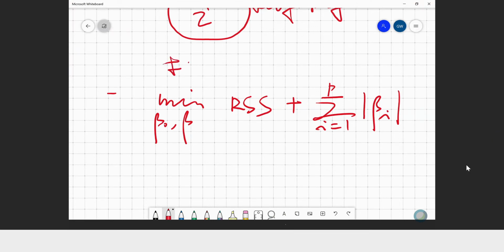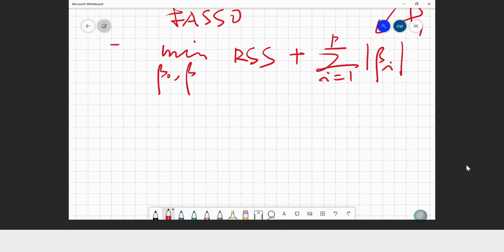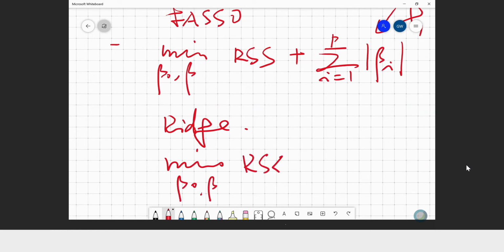This is the lasso, with the L1 penalty. Similarly, for ridge regression, it is the L2 penalty. The same thing there, the only difference is the sum of squared coefficients. So this is the L2 penalty, the only difference. So this is part A.